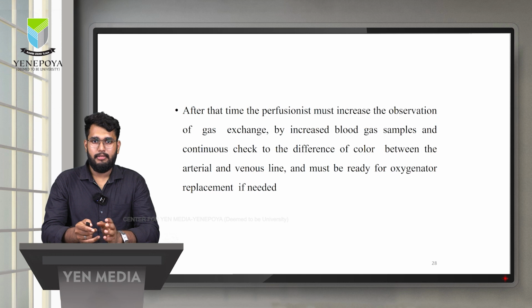After a certain time, that is, when this membrane oxygenator is used for more than 6 hours, the perfusionist must increase the observation of gas exchange by increased blood gas samples, continuous checking of the difference in color between the arterial and venous lines, and must be ready to replace the oxygenator if needed.